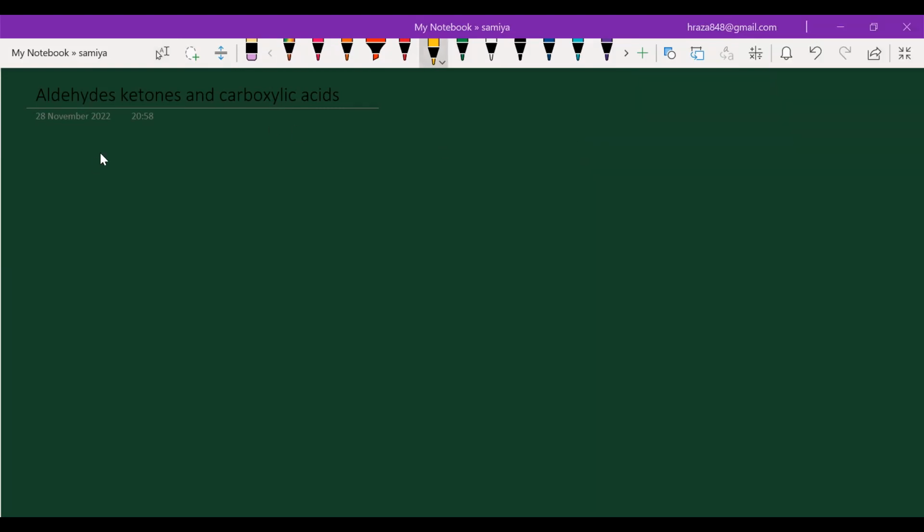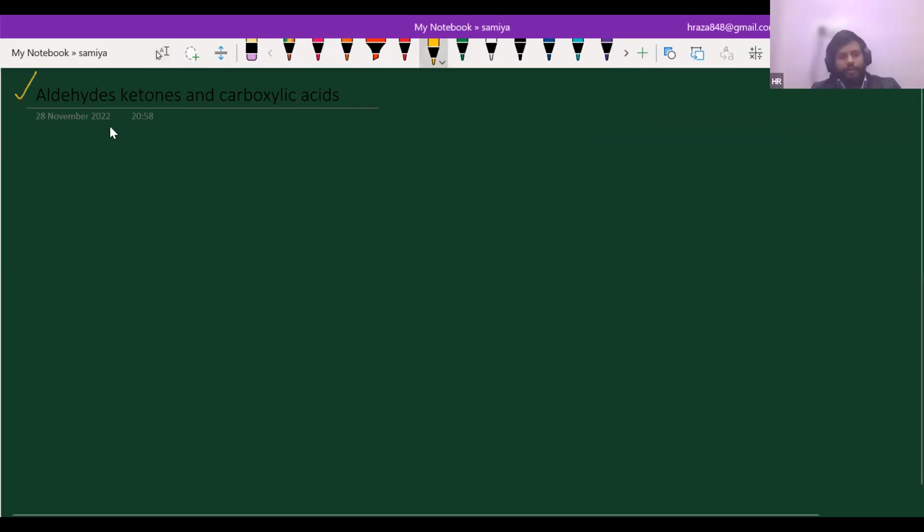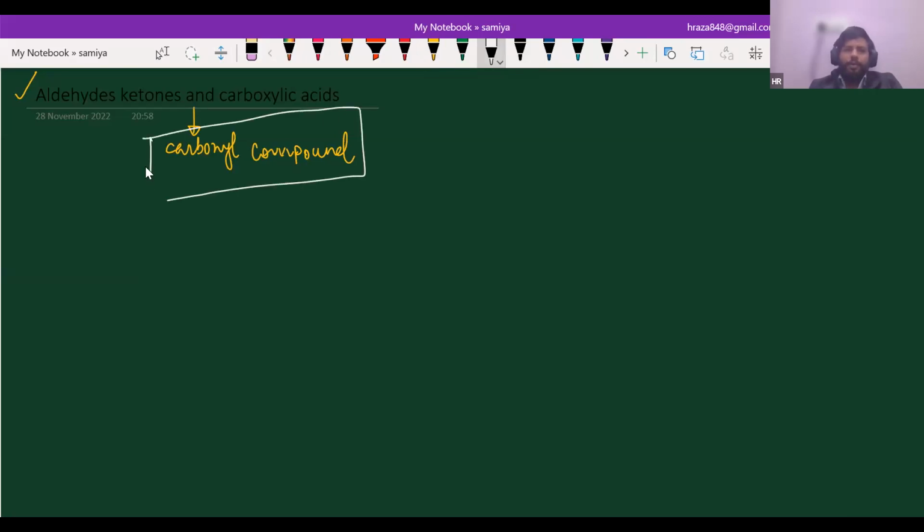Okay, so today we are going to start a new chapter, that is aldehyde, ketones, and carboxylic acid. This chapter is also known as carbonyl compound. So, what is carbonyl compound? Basically, any functional group in which C double bond O is present, that is known as carbonyl compound.